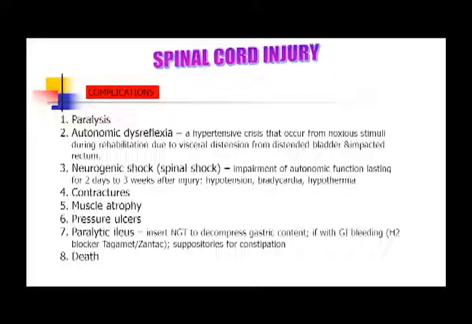Hindi na-stimulate yung bladder na mag-contract para iihi ang pasyente because of the paralysis. And because of that, mas nagdi-distend lang yung bladder, this can trigger a hypertensive crisis. We call that autonomic dysreflexia. Neurogenic shock naman or spinal shock. In this case, there is impairment of the autonomic function that could last for 2 days up to 3 weeks. What are clinical manifestations? Hypotension, bradycardia, and hypothermia.